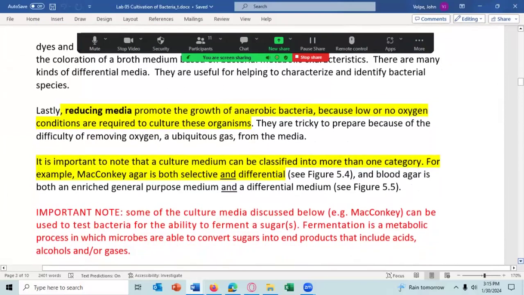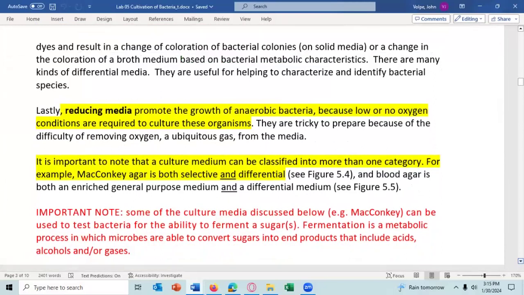Lastly, we have reducing media. These media promote the growth of anaerobic bacteria because low or no oxygen conditions are required for many anaerobes to grow. Any questions about the types of media? All right. It's important to note that a culture media can be classified into more than one category. For example, MacConkey's agar is both selective and differential.